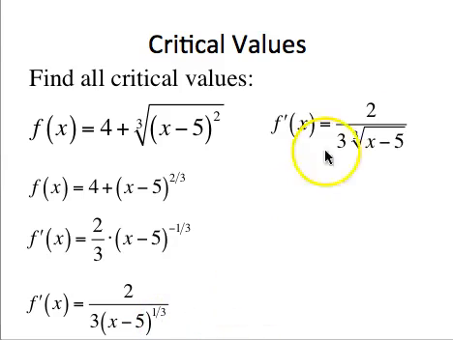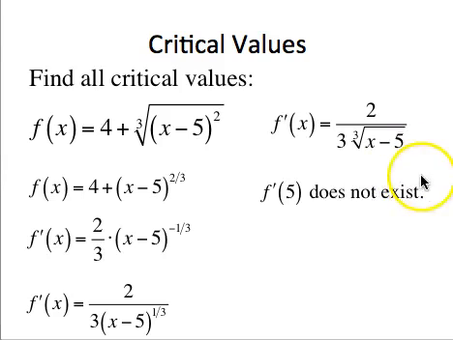And then we can ask ourselves, when does this equal 0? And the answer is never. For a fraction to equal 0, the numerator has to equal 0, and the numerator is always 2. So this fraction is never 0, but it does not exist when x is 5. Because when x is 5, we are dividing by 0, which is not possible. So f prime of 5 does not exist. The derivative does not exist at 5, therefore 5 is a critical value.